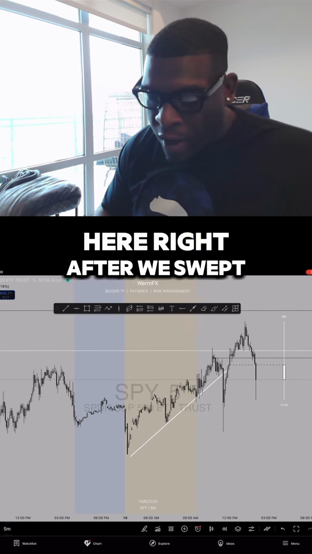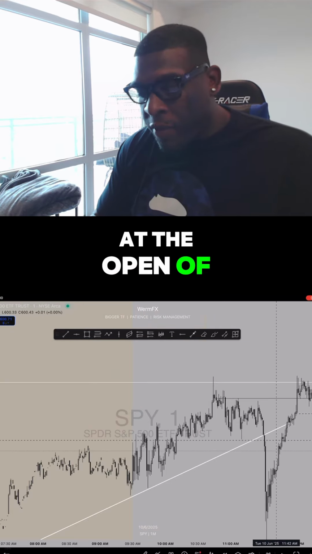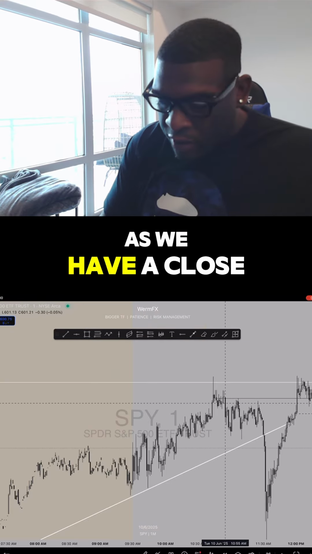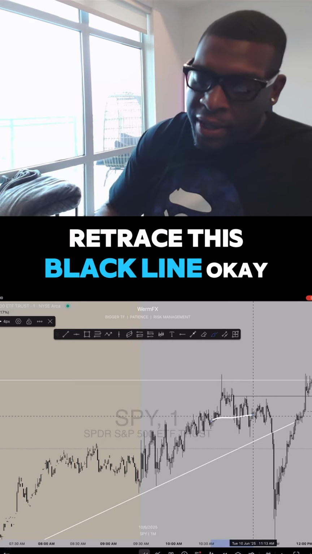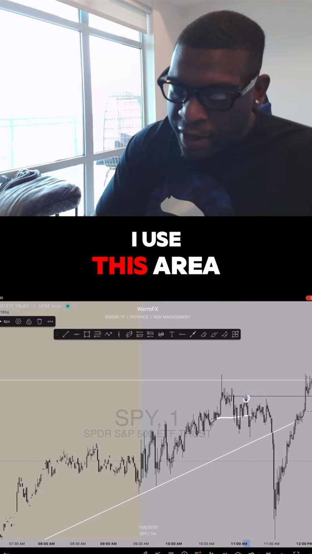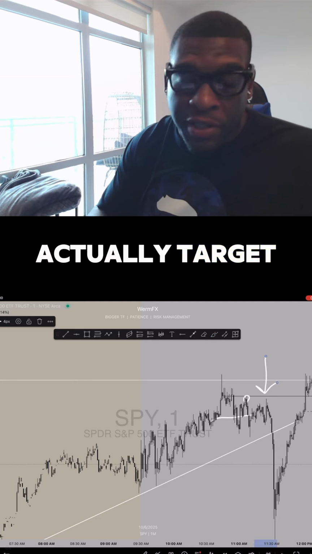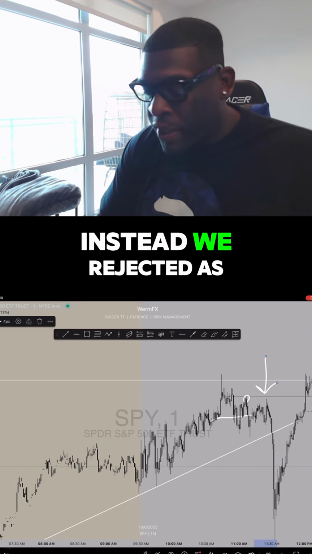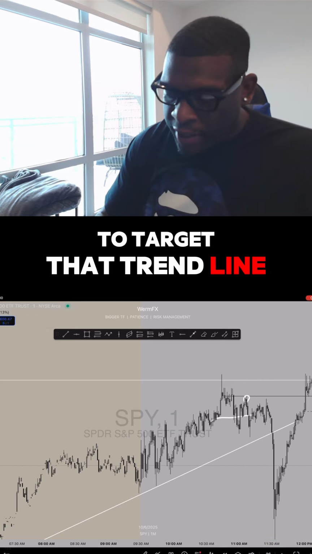What we can see here, right after we swept the high, and again, I'm looking for a rejection at the open of the 30-minute candle, which we got. As soon as we have a close below this area, when we have the retrace, this black line right here that you see, I use this area as my fail safe. I don't want to see price breaking above this line because that means we might actually target more buy side. But instead, we rejected as I expected, and price absolutely came to target that trend line that was once there.